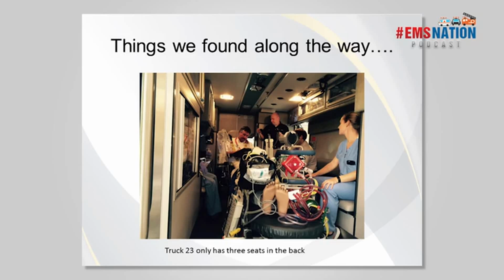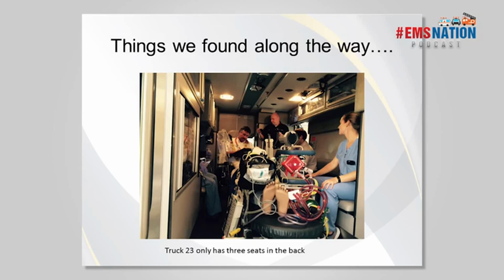So, things we found along the way as we started to do our actual live simulations. We got 2 new trucks last year. Our auxiliary gave us money, thank goodness, and we purchased 2 new trucks. And one that we purchased only had 3 seats in the back. What's wrong with just 3 seats in the back? Only 3 people can ride in the back. Safety issue. So of course, every time we would do this scenario, that was the truck that we were using.